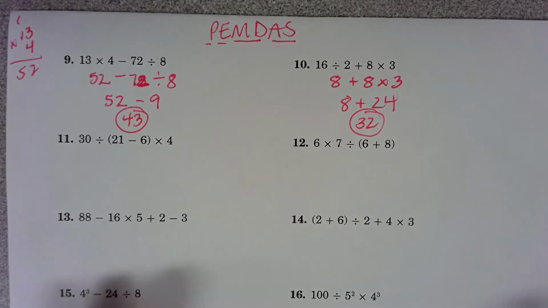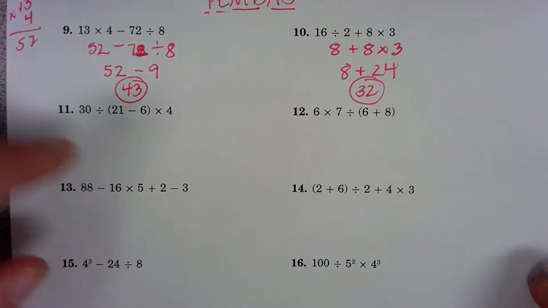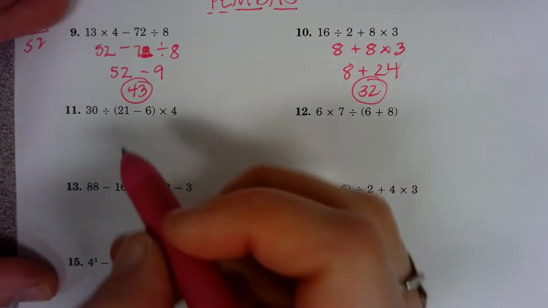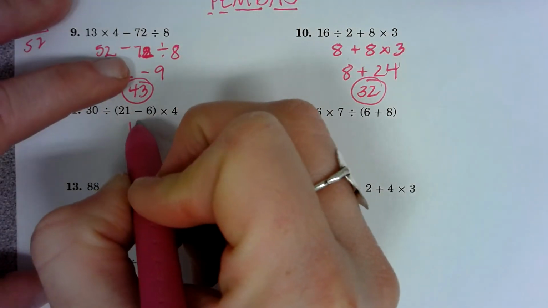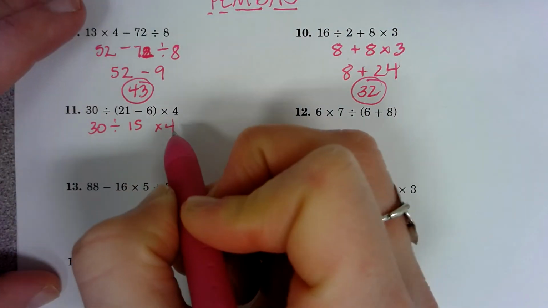The next set of practice problems have some parentheses, and we have to do those first. Solve for what's inside of there, rewrite the problem underneath, and then continue on with our order of operations. So I'm going to do 21 minus 6, and I know that's 15. 30 divided by 15 times 4.